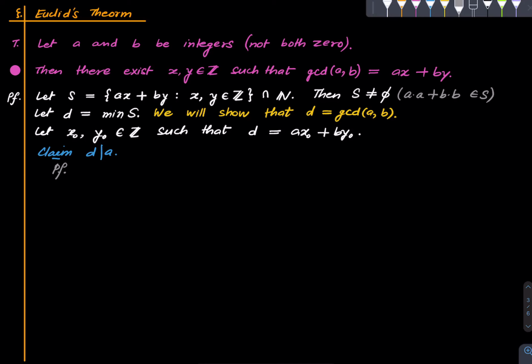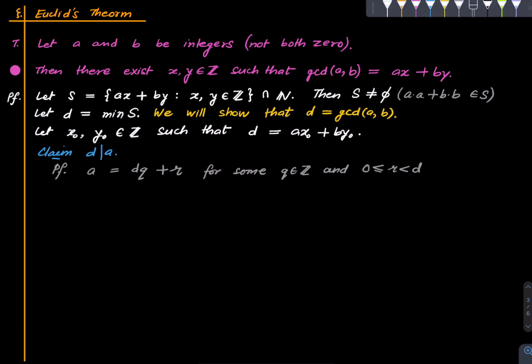So once you want to show something divides something, you resort to the division with remainder theorem. So write a = dq + r for some integer q and some integer r in this range. That's immediate by the division with remainder theorem. We want to show that r is 0, because once we do that, a would be divisible by d.